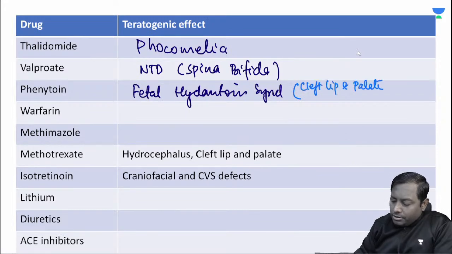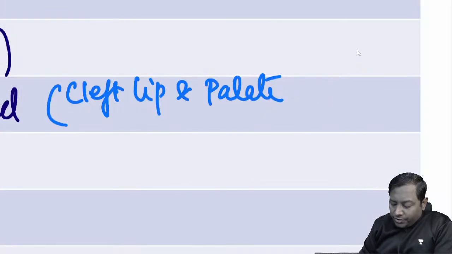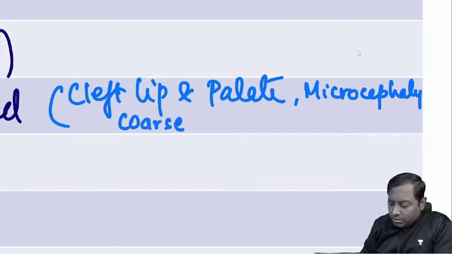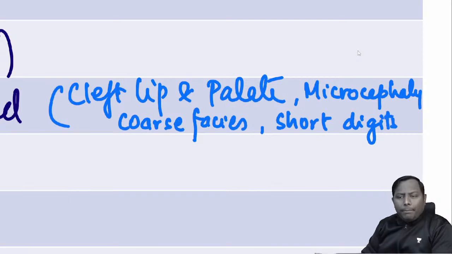Cleft lip and palate. What else? Microcephaly. Everything will be small. Coarse facies. Microcephaly, coarse facies, short digits. Thin upper lip. All of these are going to be the features of your fetal hydantoin syndrome.